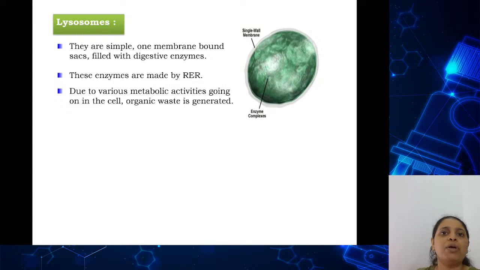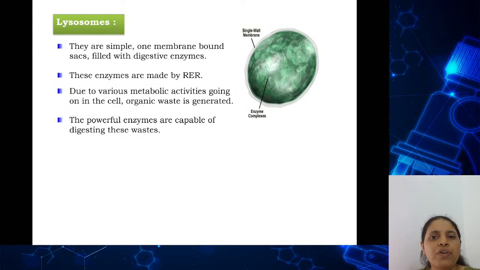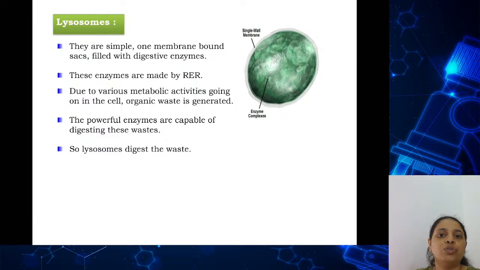Now due to various metabolic activities going on in the cell, different waste materials, organic waste, are generated. These waste materials also need to be degraded. So who will help here? The powerful enzymes are also capable of digesting these waste materials. And that is why lysosomes not only digest the complex food material but also the complex materials which are generated by the cell itself, right? Which can be waste material of the cell.